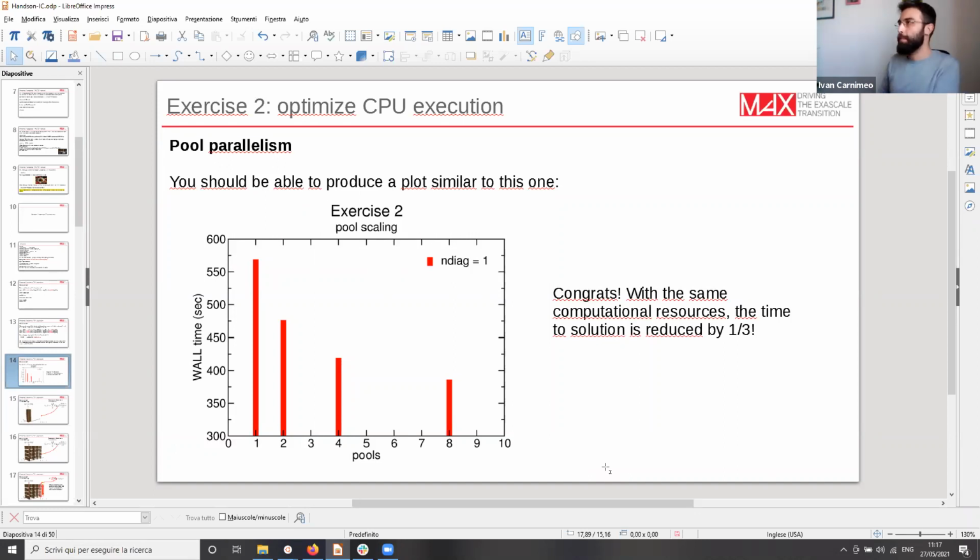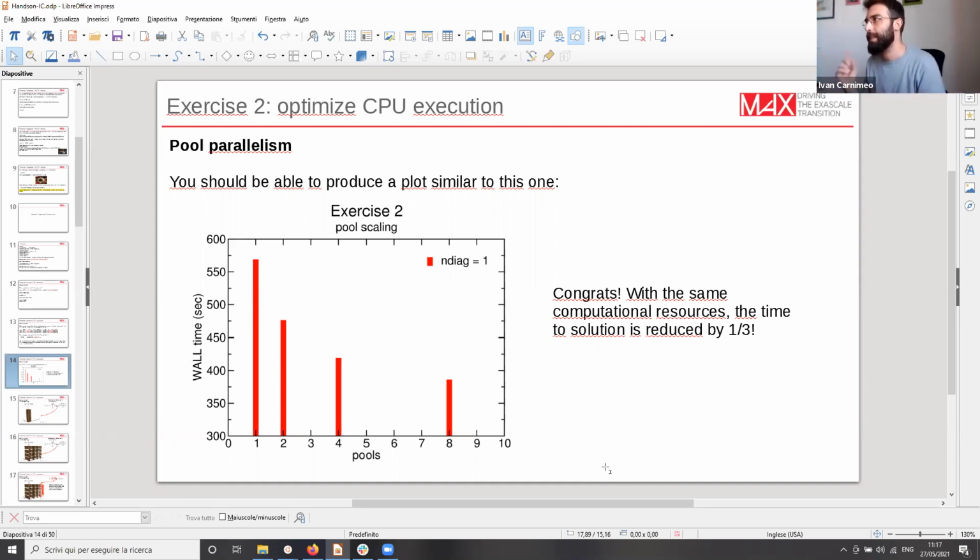And this is because, as Pietro explained in the morning, increasing the number of pools allows us to reduce communications among MPI processes. And this is very useful because, as we have seen before, MPI has the great advantage that it allows us to distribute memory and to parallelize the parallelizable part of the code, so to parallelize the workload and distribute memory.